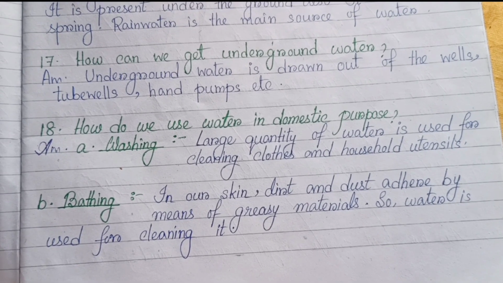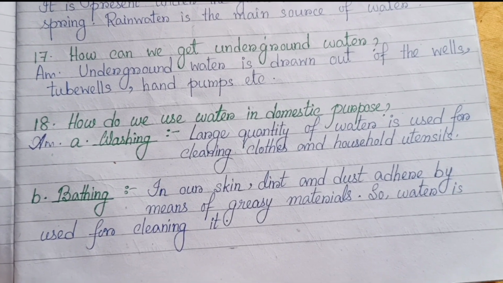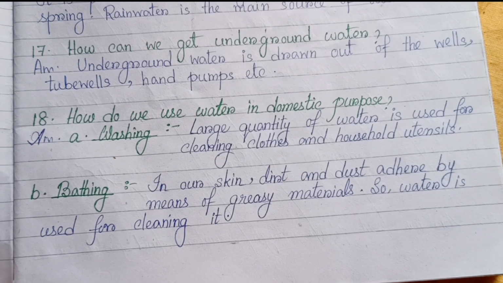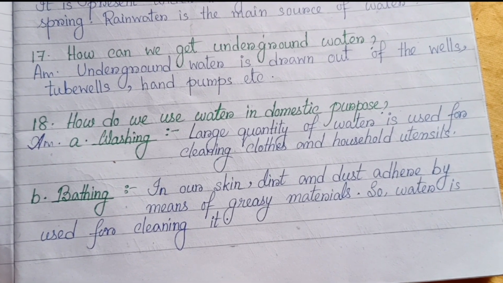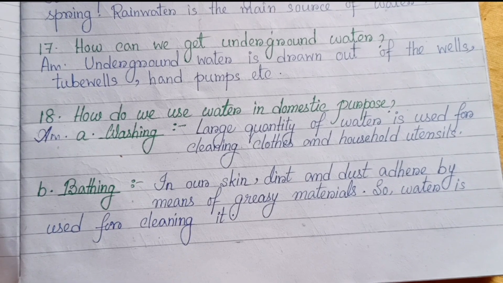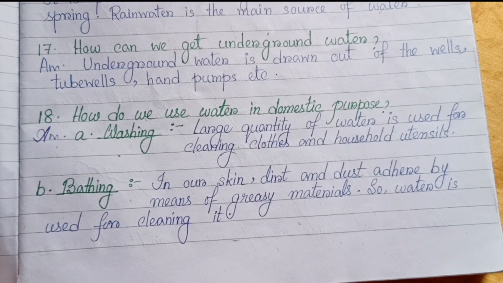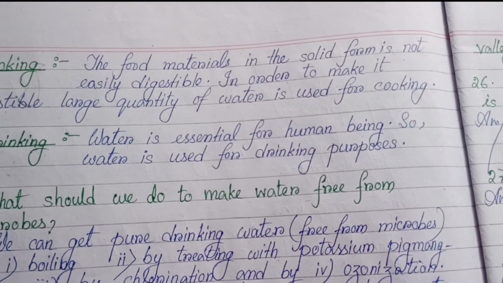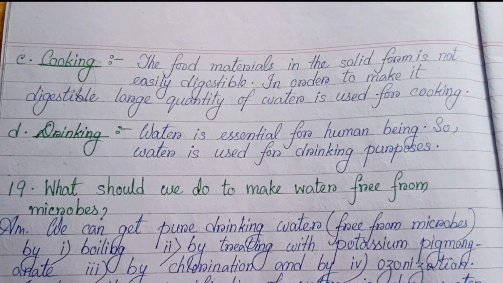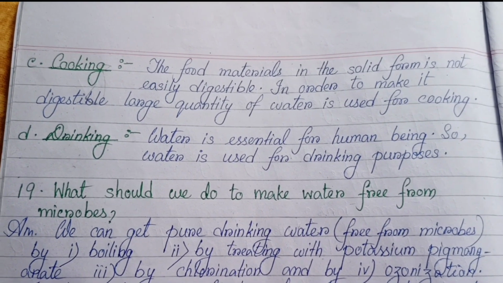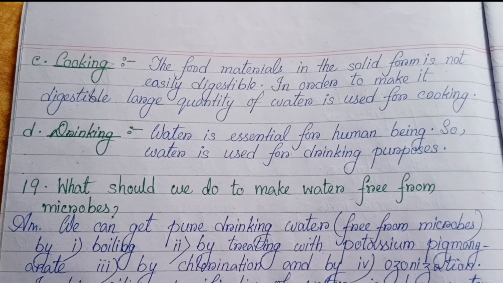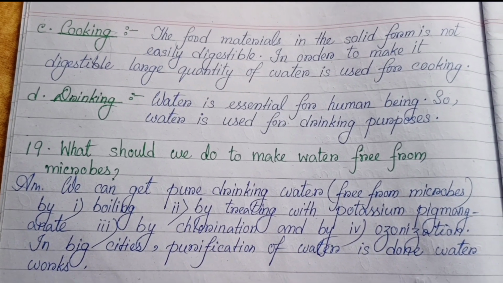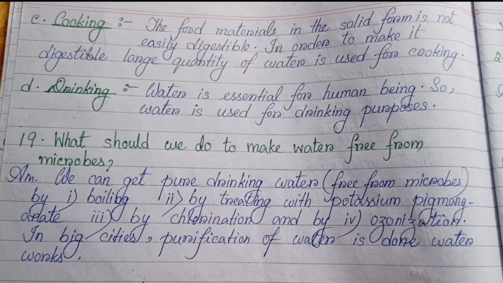Number 18, how do we use water for domestic purposes? Washing: a large quantity of water is used for cleaning clothes and household utensils. Bathing: on our skin, dirt and dust adhere by means of greasy materials, so water is used for cleaning it. Cooking: food materials in solid form are not easily digestible. In order to make them digestible, a large quantity of water is used for cooking. Drinking: water is essential for human beings, so water is used for drinking purposes.